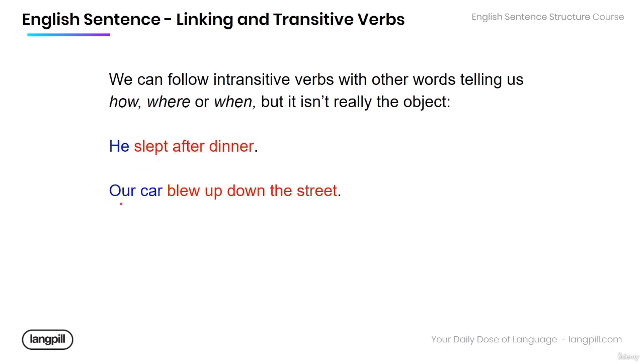Here, our car blew up down the street. Right? Our car is the subject. Blew up is the verb. Okay? But down the street is just a prepositional phrase, right? It is not an actual true object.